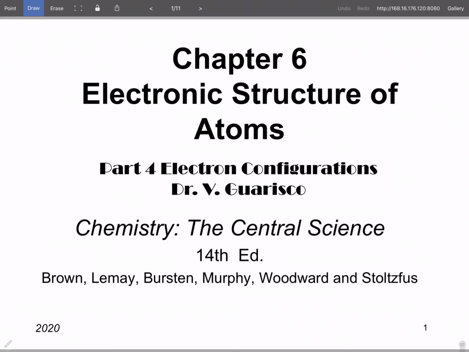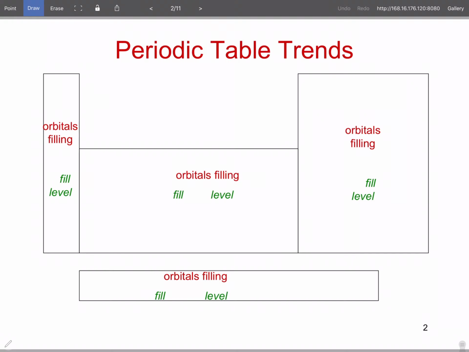Chapter 6, the electronic structure of atoms. This is where it gets fun. Now, when we look at the periodic table, what we're going to see is filling orders. So we're going to fill the s orbitals over here in the first section, group 1 and group 2. We're going to fill at the n level.